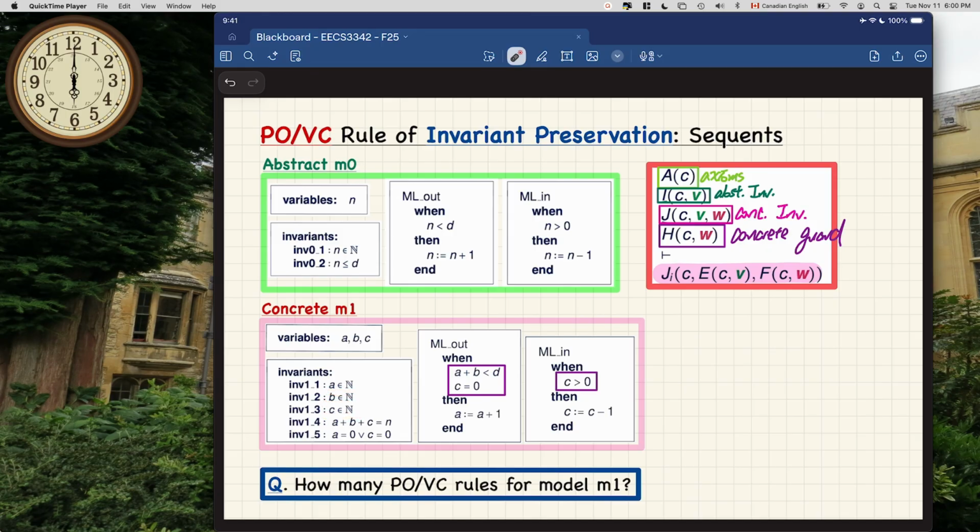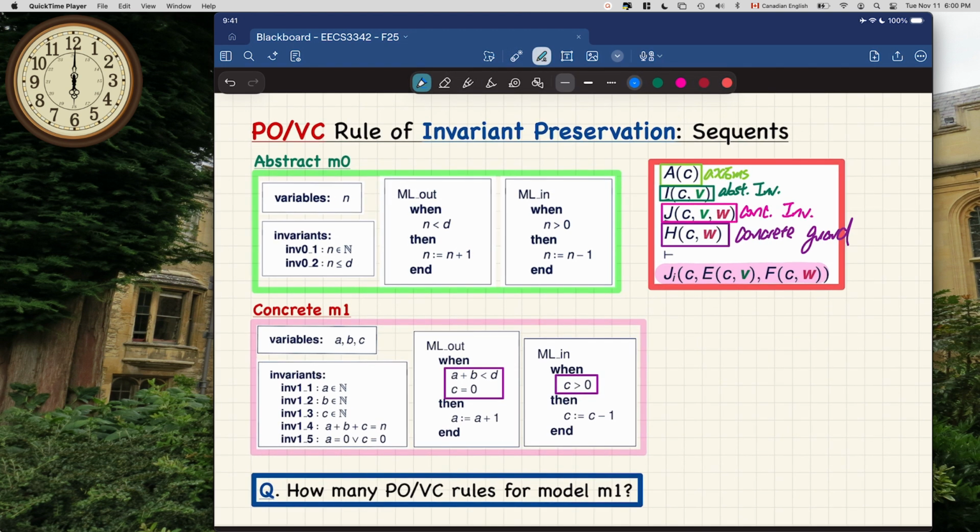So we got 5 different concrete invariants, and we want to show that ML out can preserve each one of them. ML in can also preserve each one of them. In total, we got 10, 2 times 5, right? So let's be clear first: we got 2 concrete events multiplied by 5 concrete invariants. So total 10 proof obligations. Okay, that's what we have. I'll put it on the side, right here.